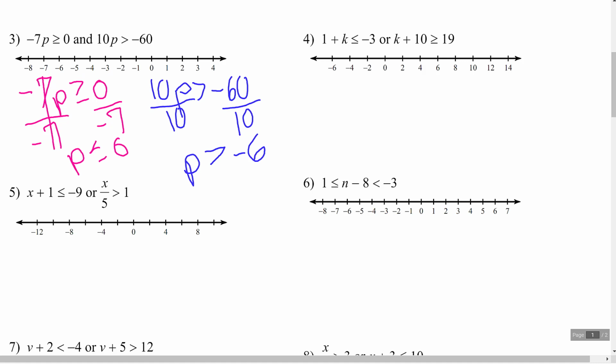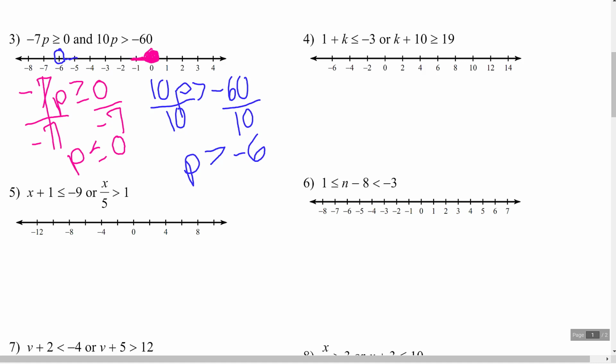I'm going to graph this part first. P is greater than -6. So over here at -6, since it's greater than, it's an open circle. My arrow is going to go to the right for greater than. Okay. For P is less than or equal to 0. At 0, I'm going to do a closed circle because it's less than or equal to. And less than will go to the left.